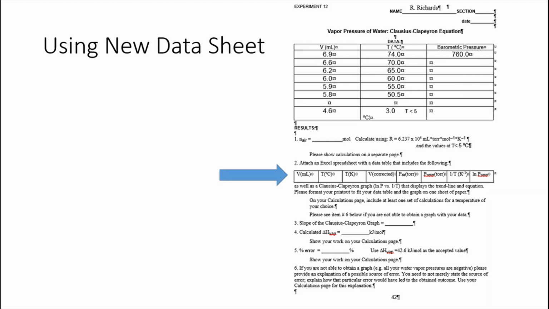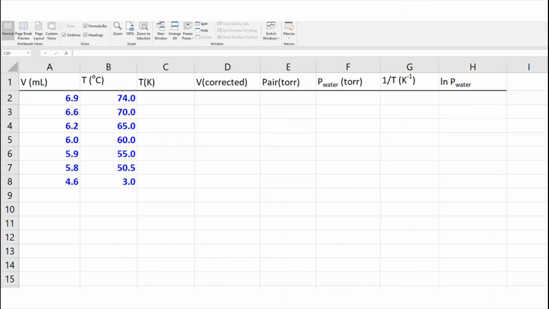Now, as the data sheet indicates, we are supposed to set up an Excel spreadsheet. And we're going to put in the columns that are in there. So I've gone ahead and set up an Excel spreadsheet here. You can see the columns there on the top, and then you can see the values that I've already inserted, the volumes of the bubble at the different temperatures.